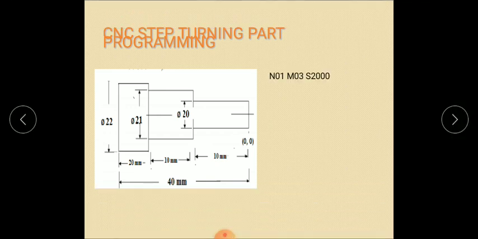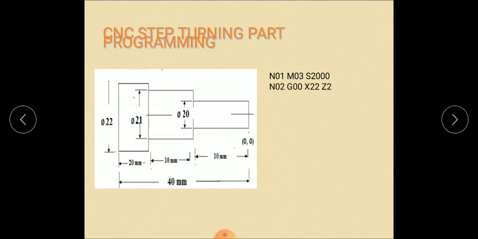First one, N01, M03 and S2000. Here N indicates the numerical sequence, carrying step by step. M03, here the M indicates miscellaneous, that is spindle start in the clockwise direction. Then S is the speed at which the spindle needs to rotate, that is 2000.